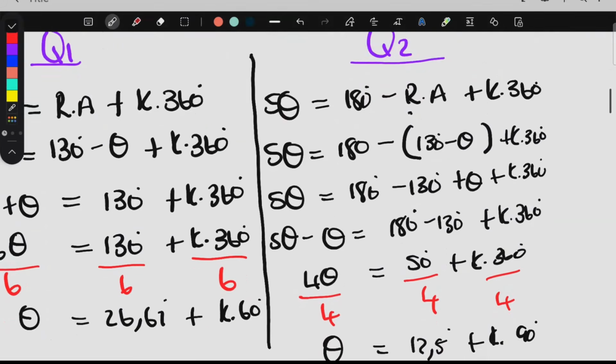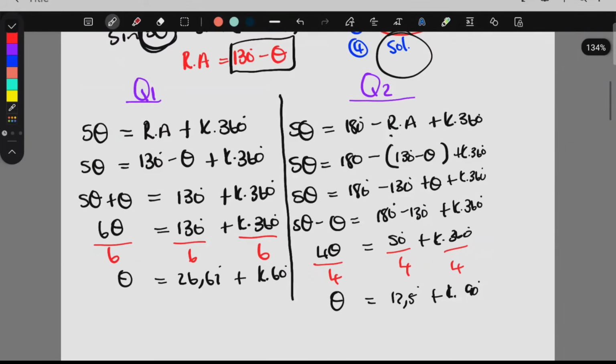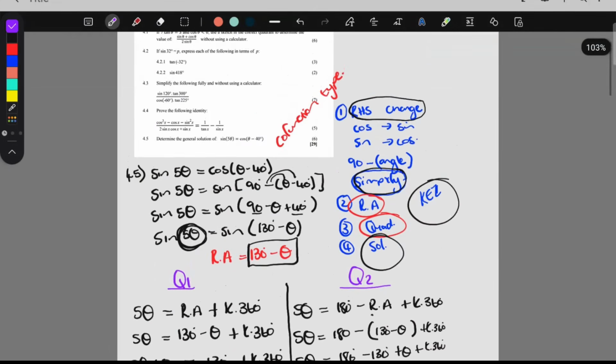So I've done all my steps, and now, so I've done the solutions, and I must write k is an element of an integer. So here after I've done all my work, I write k is an element of an integer. And that's how you do the general solution there.